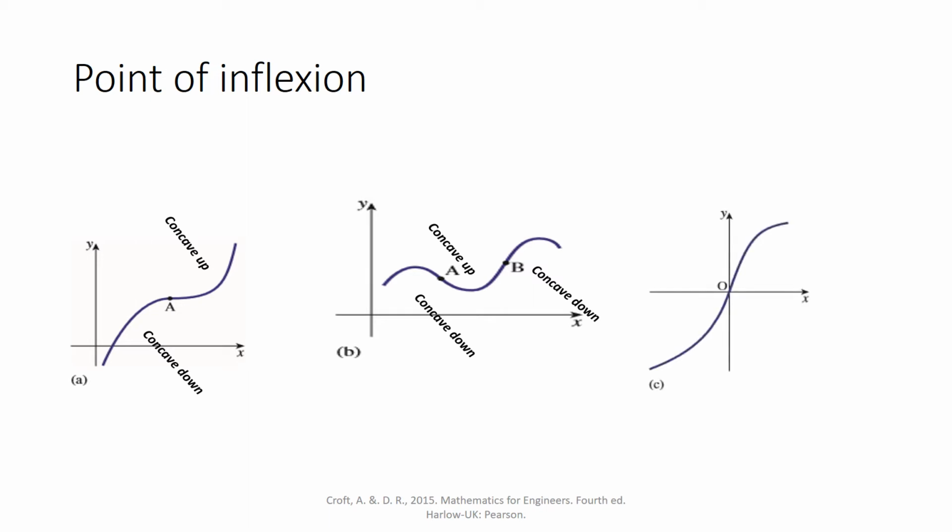So concavities are changing, so 2 points of inflection. In curve C, point O is a point of inflection. Before O, it's concave up, and after O, it's concave down. So O is a point of inflection, and concavity changes from up to down.